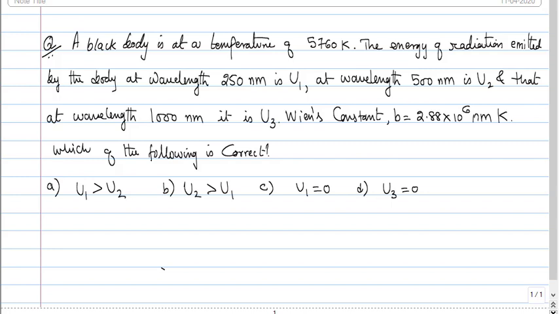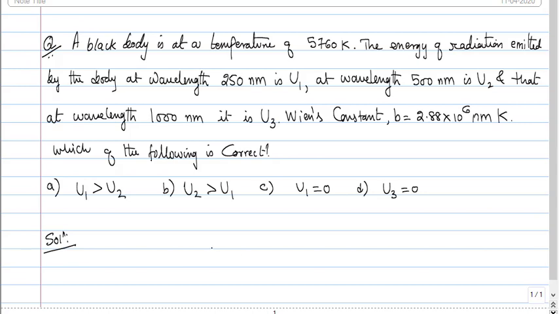Now the question is, which of the following relation is correct? U1 is greater than U2. Second condition given is U2 is greater than U1. Third is U1 is 0, and the fourth one is U3 is 0. Now let us try to solve this question. If we see the data, clearly we can make out this particular question is from Wein's displacement law. Now many clues are given in the question which lead to that conclusion.